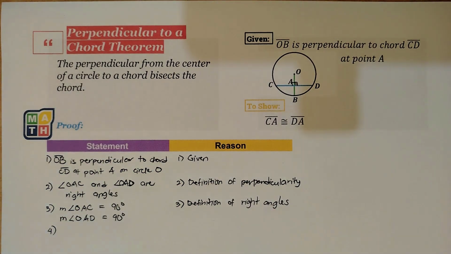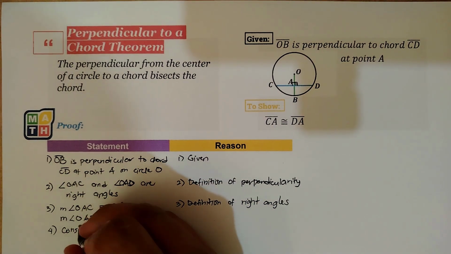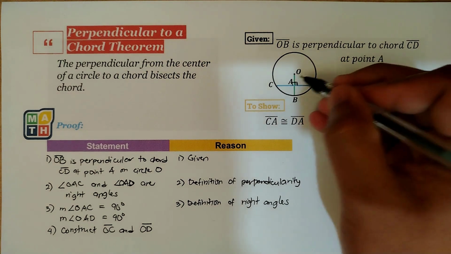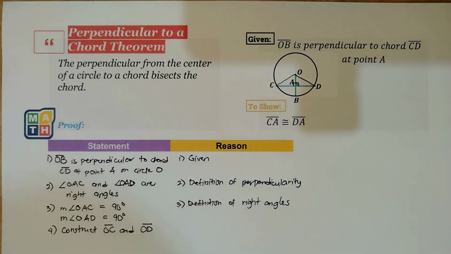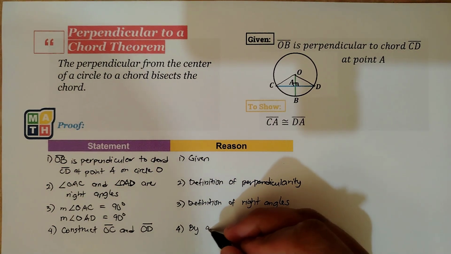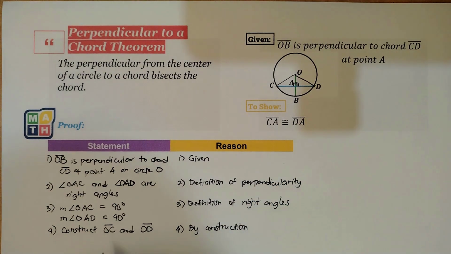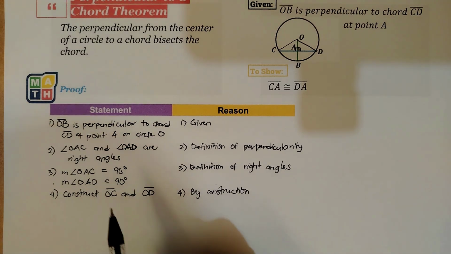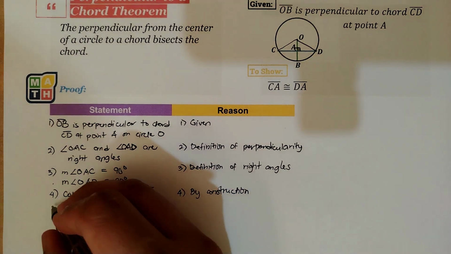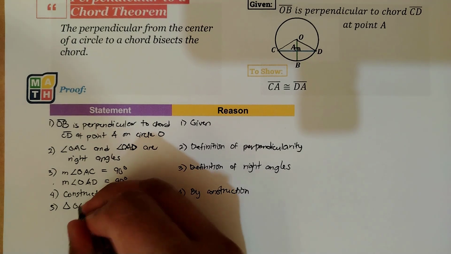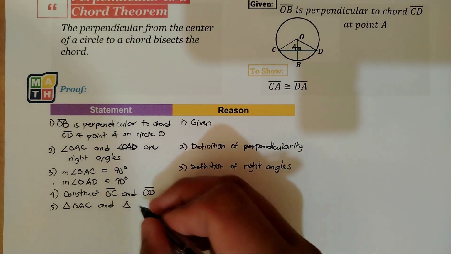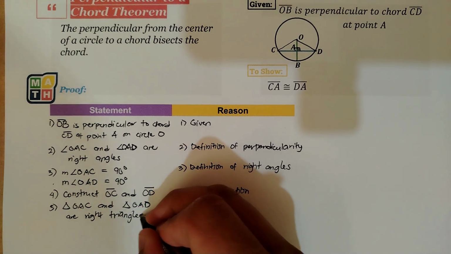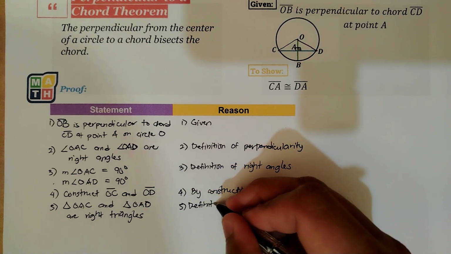There is an important reason behind this, because I need to construct this information as we have our fourth statement, which is very helpful, because we will be constructing segment OC and OD. Okay? We will construct these segments OC and OD here, and of course this is by construction. Once I constructed that, I have two triangles now. And they are not just any triangles, because of the third statement having one of the angles of each triangle be equal to 90 degrees. Therefore, triangle OAC and triangle OAD are right triangles. Okay, this is by definition of right triangles.